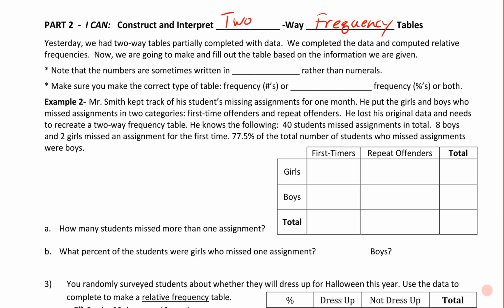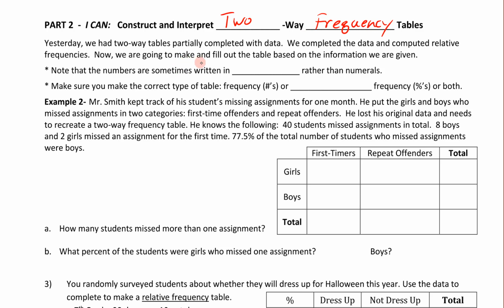We're back with part two of constructing and interpreting two-way frequency tables. Yesterday we had the information given to us in the form of a table. We were missing a little bit of the data there, missing some of the boxes. We had to use a little bit of subtraction to figure out what was missing. We're going to do something a little bit different.